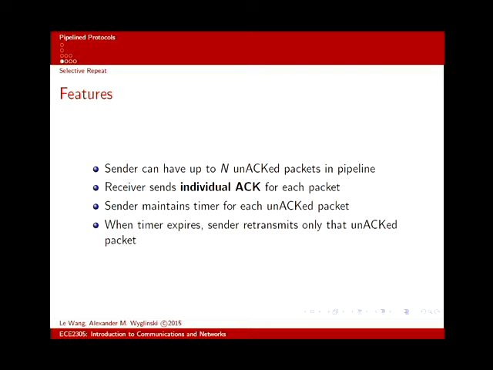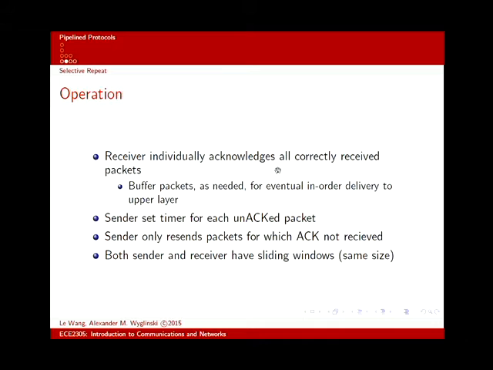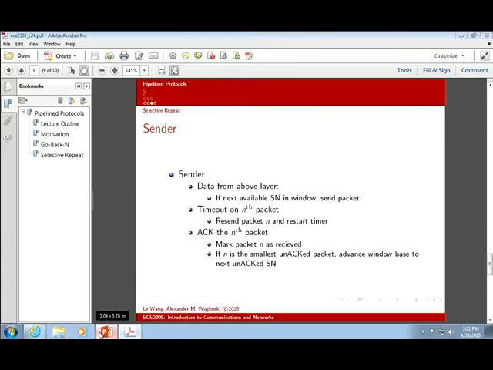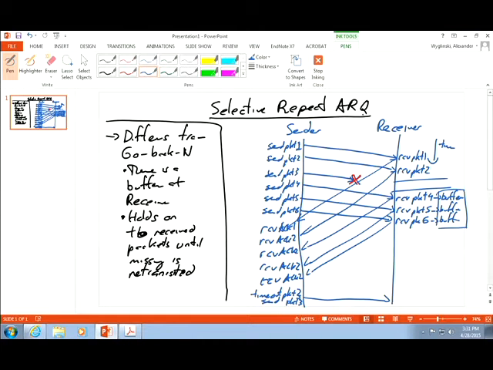So what ends up happening is we only retransmit the one missing packet. The receiver acknowledges all the correctly received packets and buffers the rest. And there's a timer for every unacked packet. So the sender only transmits the packets where no ack was received. Just like in the diagram we have here, at some point we're going to realize that we're missing something, in this case packet 3. And when there's a timeout for packet 3, we retransmit packet 3 to the receiver.